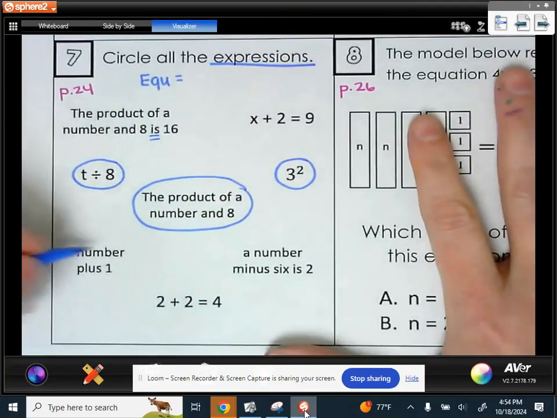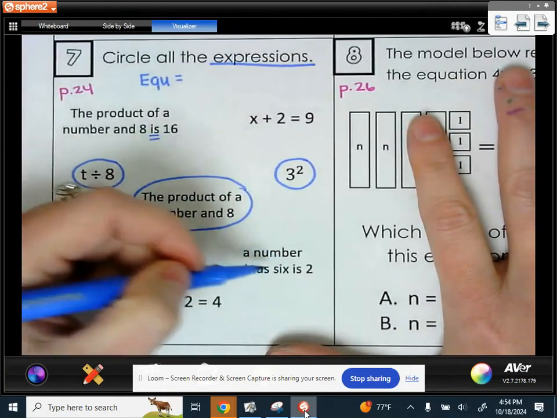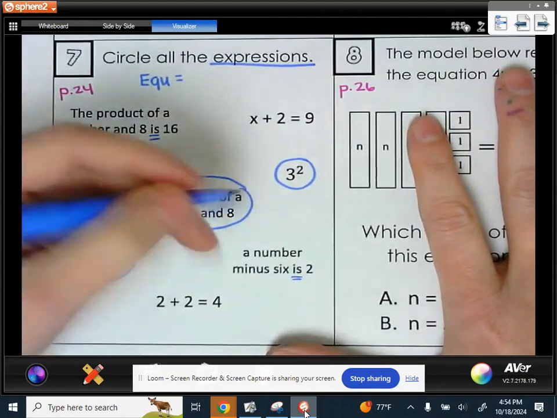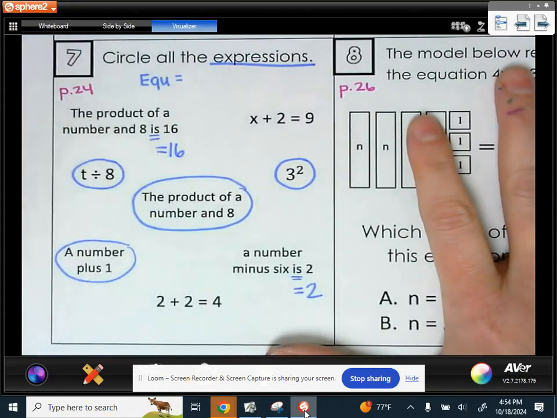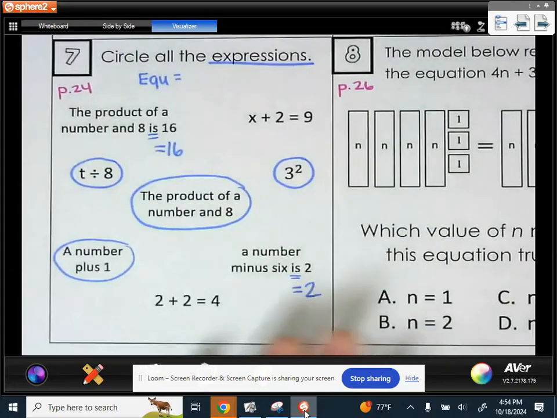These are expressions. This doesn't give us the answer. It's an expression. This one does give us the answer, so that's an equation. And this one is also an equation because it says the answer is 2, right? So is 2 means equals 2, and is 16 means equals 16. So that's how you know that those are equations.